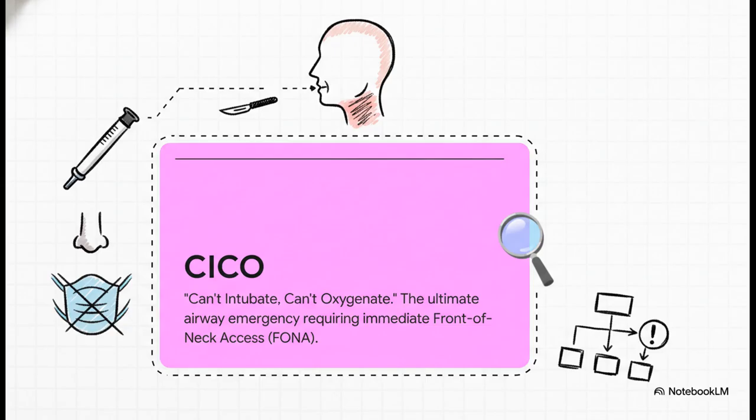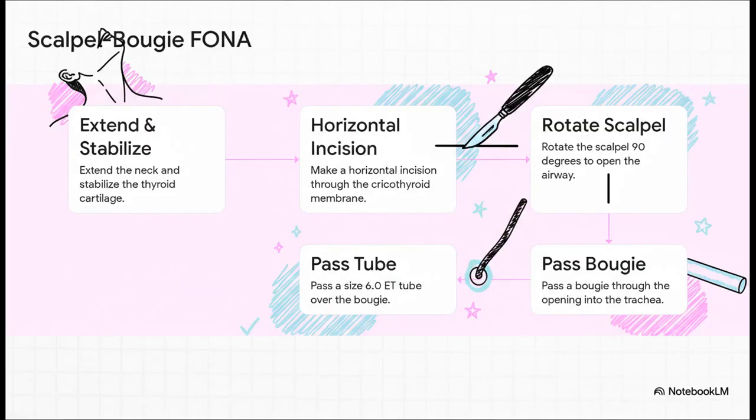Those cognitive aids we talked about earlier, they are designed to lead you to declare this. And once you do, you have to move immediately to a surgical airway. In a CICO crisis, the Difficult Airway Society guidelines point us to the scalpel bougie technique for front-of-neck access. You have to know these steps cold. Extend the neck, find your landmarks, make a horizontal stab incision right through the cricothyroid membrane, rotate the scalpel, pass the bougie, and then thread a size 6 tube over it. You need to practice this mentally and in simulations until it's automatic.